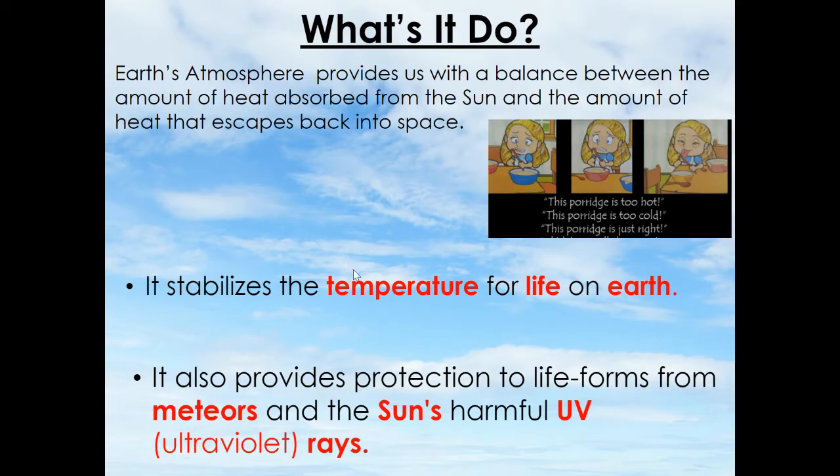It also protects us and other life forms from meteors and from the sun's harmful UV rays. UV meaning the ultraviolet rays. Very much of the sun's UV rays actually bounce off the atmosphere and get reflected back into outer space. So we are receiving just the right amount.